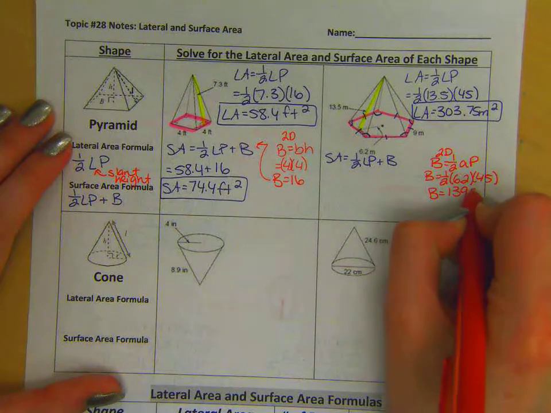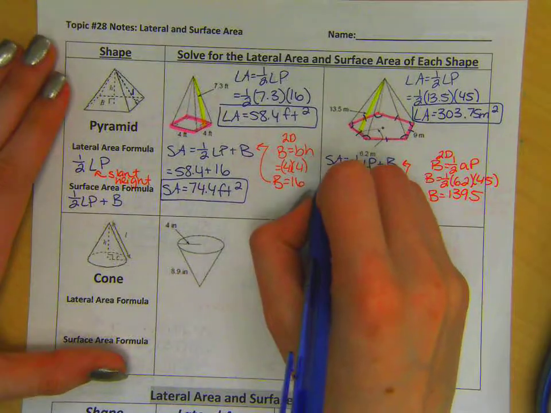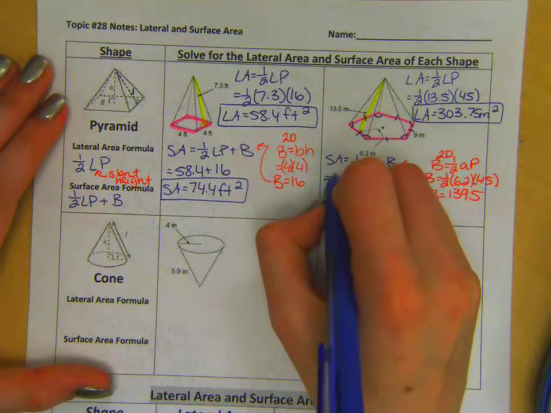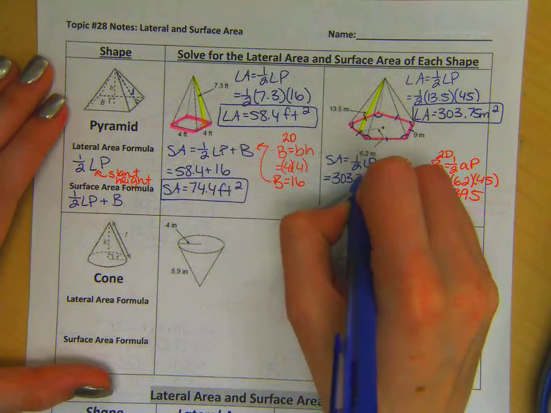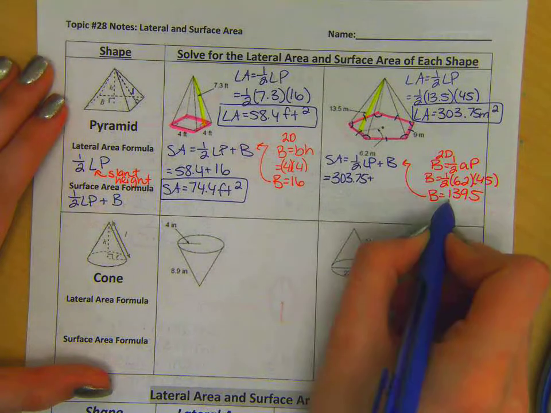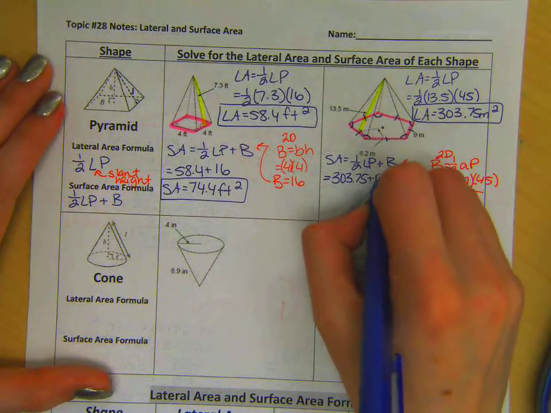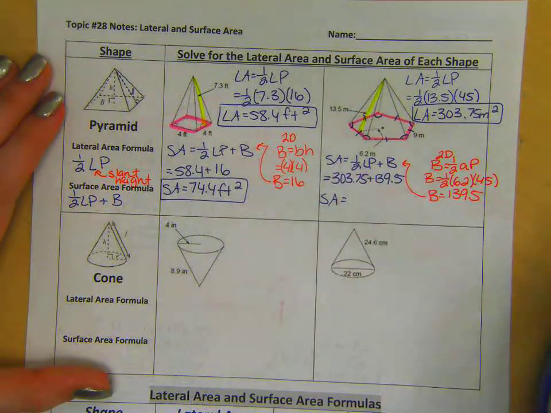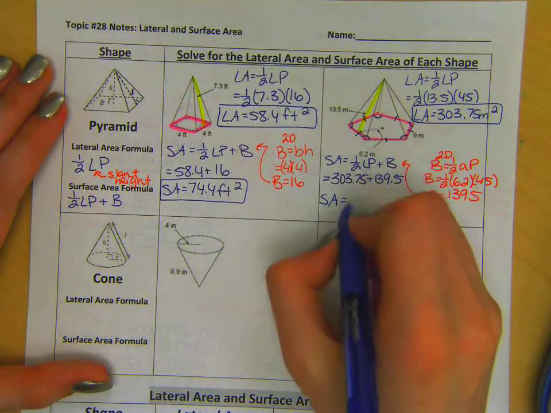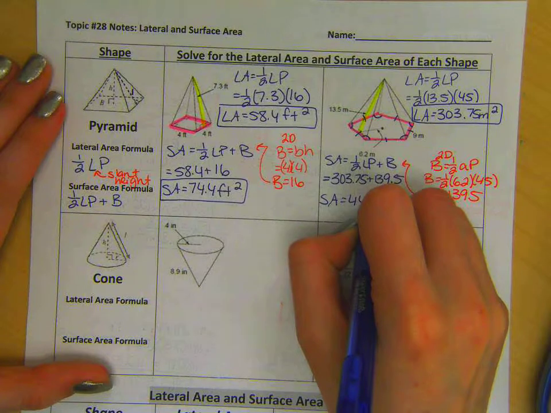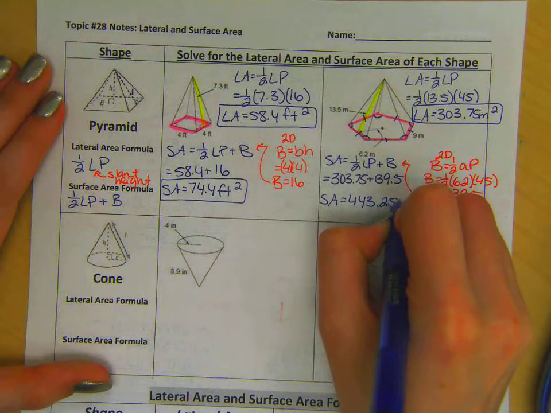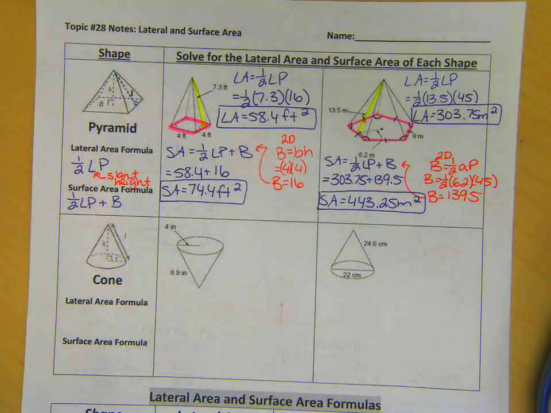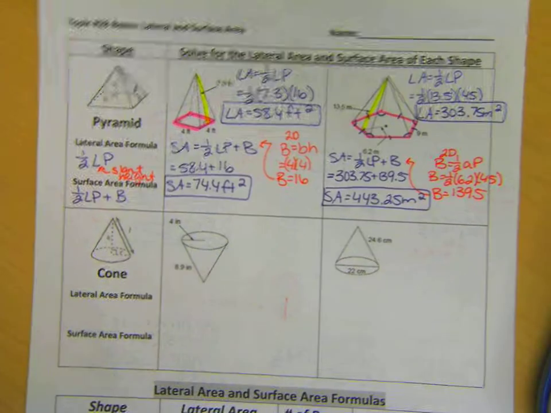And that value is going to get added to the 1/2 LP, the lateral area that we already found. I'm going to copy that over, 303.75. To that, I'm going to add the 139.5. So our overall surface area should be 443.25 meters squared. All right, one more figure. We have the cone up next.